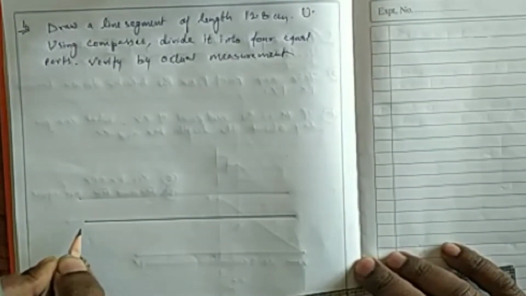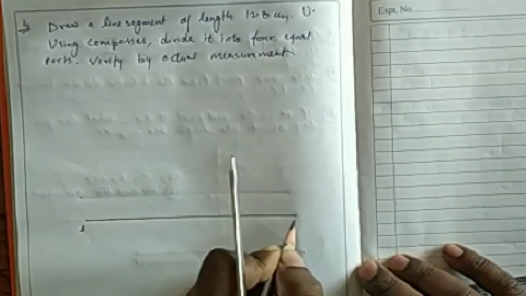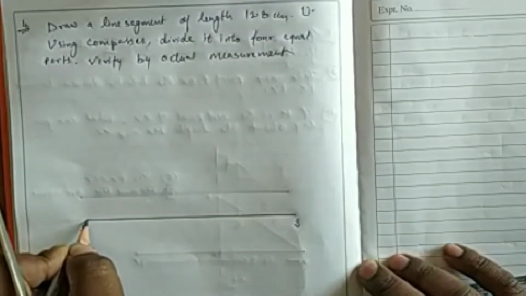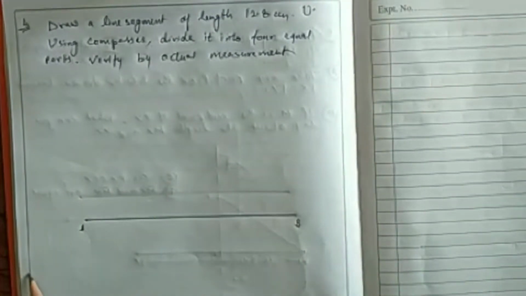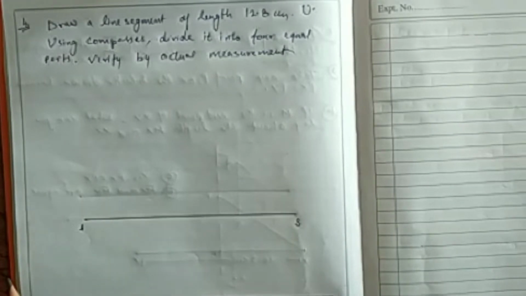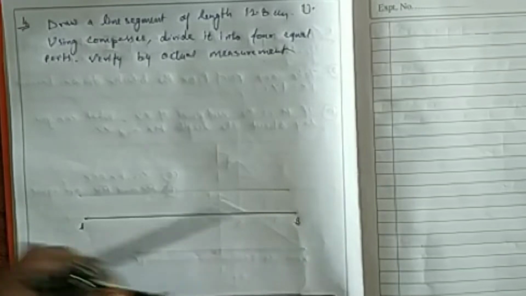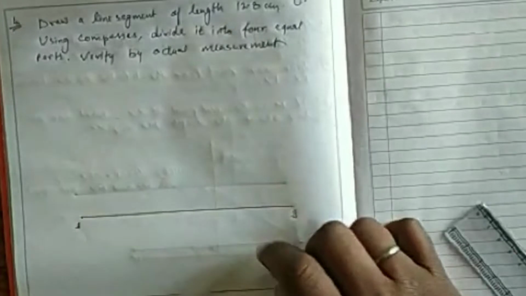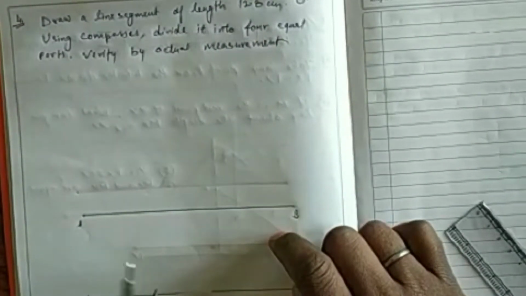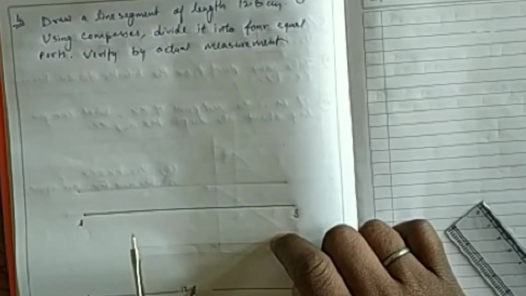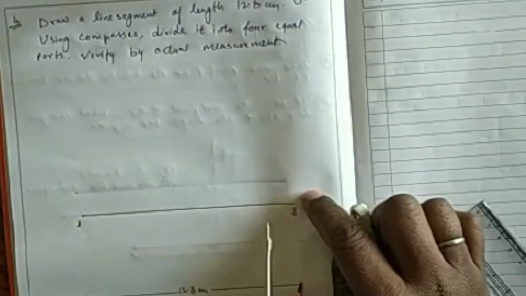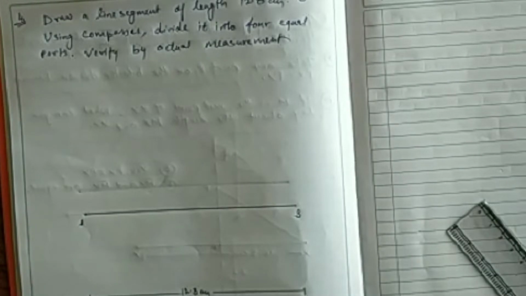Okay, name it as AB. This is of 12.8 centimeter. How much? 12.8 centimeter. Okay, now we have to divide into four equal parts.